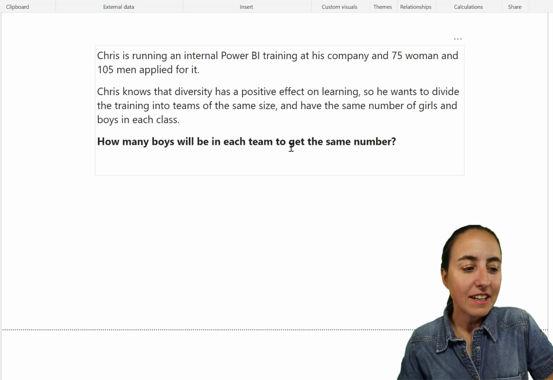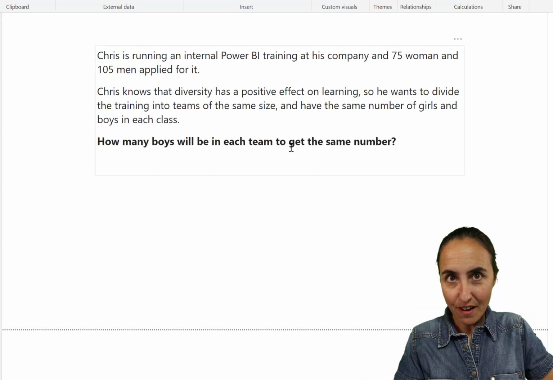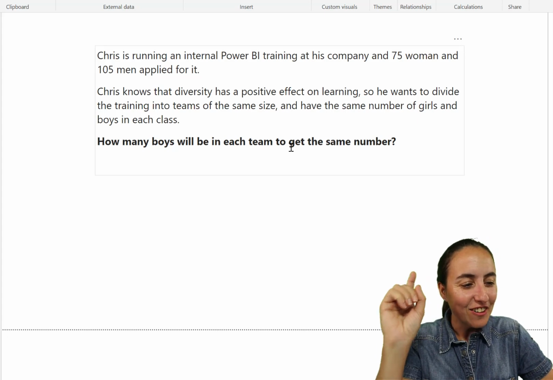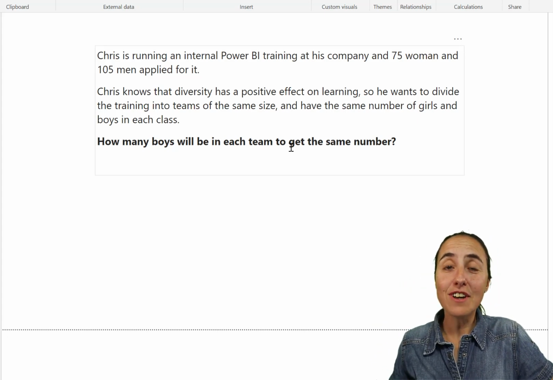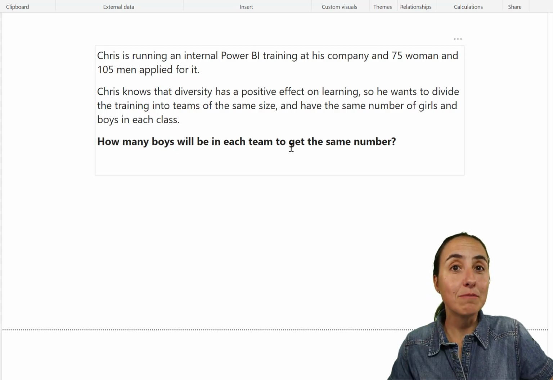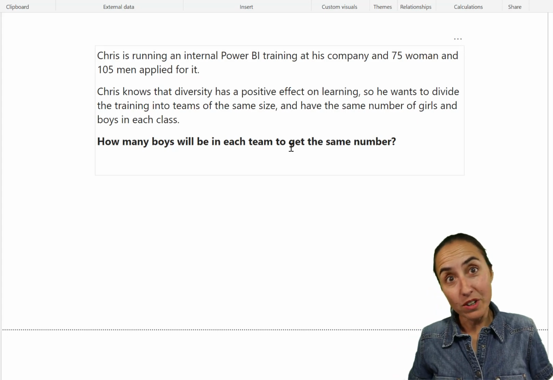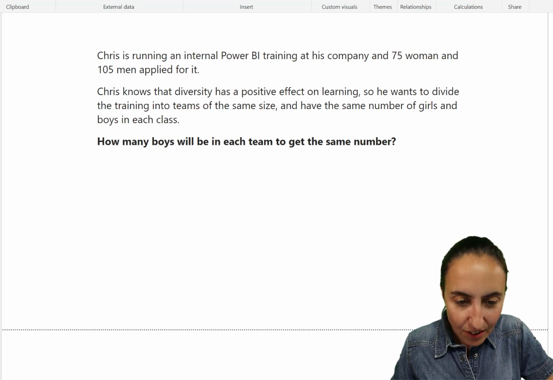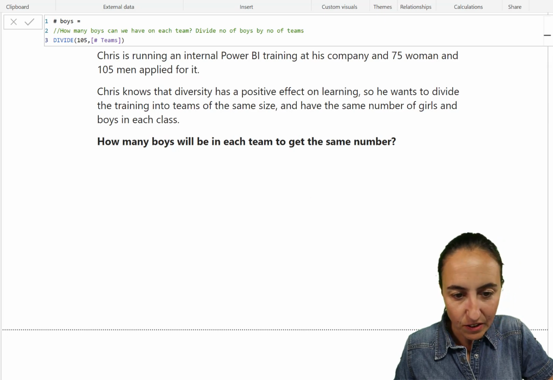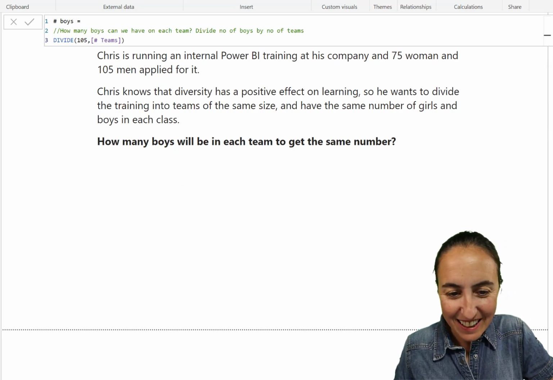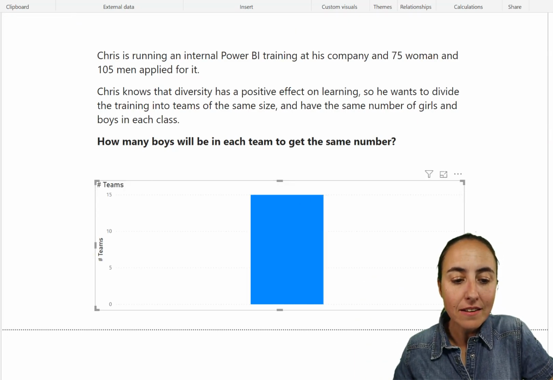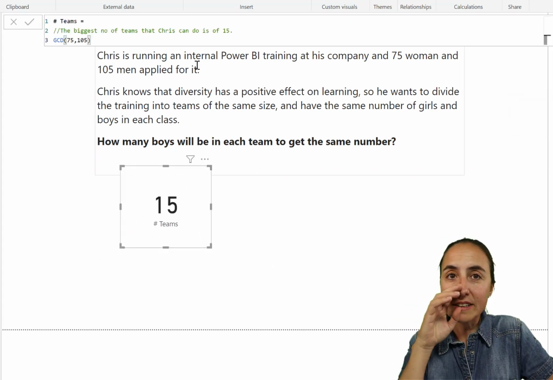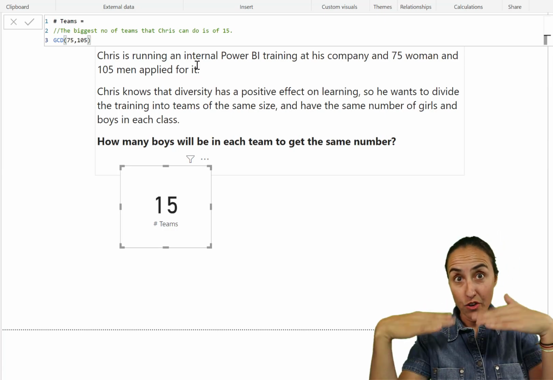Here's how it goes. Chris is running an internal Power BI training at his company, and 75 women and 105 men applied for the training. Well done, Chris. Chris knows that diversity is very important, so he wants to have teams with the same number of men and the same number of women. The question is, how many boys should he have on each team so that happens? Are you ready? The way to solve this is with the greatest common divisor. But first we need to know how many teams. What is the biggest number of teams that Chris can make so there is the exact same number in each?